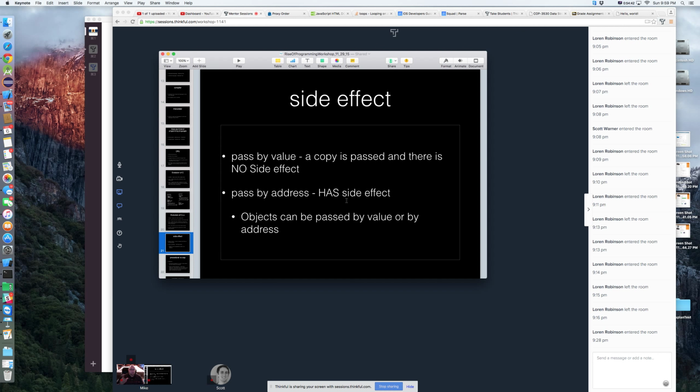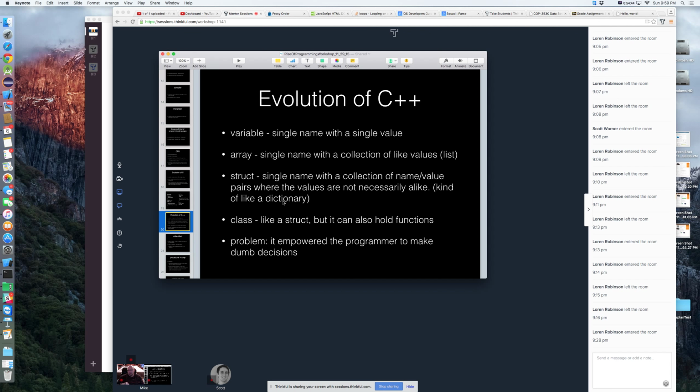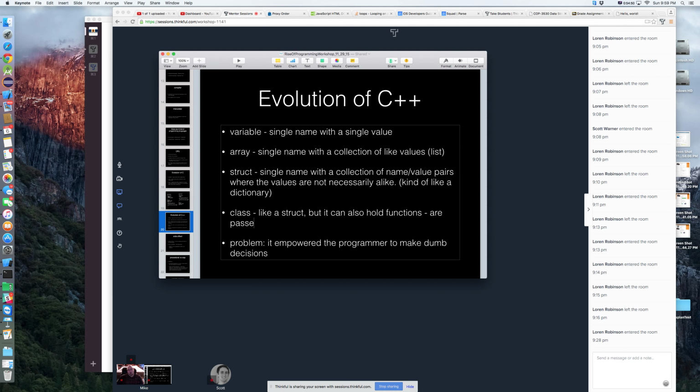Okay? Now, similarly, if we go back here to C++, classes are, let's write it in terms of typically passed by address. Structs are typically passed by value. Okay, and that's what I mean that a class is like a struct. It's almost the same thing as a struct, except classes are typically passed by address, whereas structs were typically passed by value. So now things sometimes have side effect or sometimes do not have side effect.